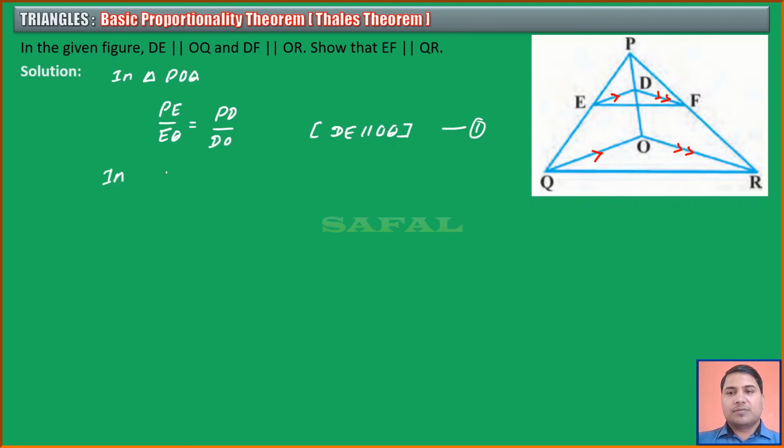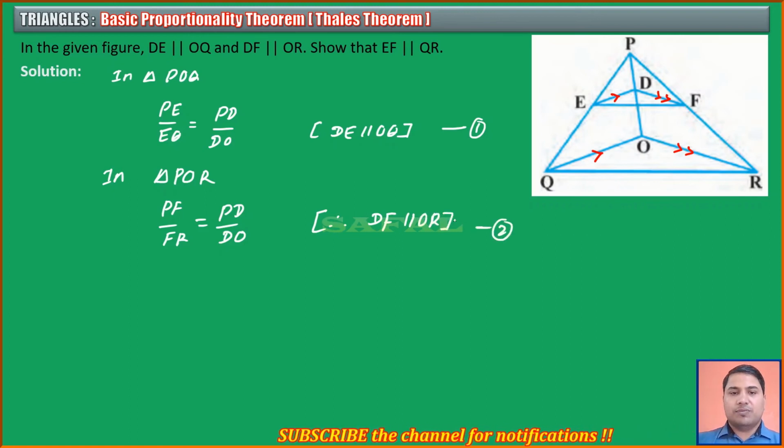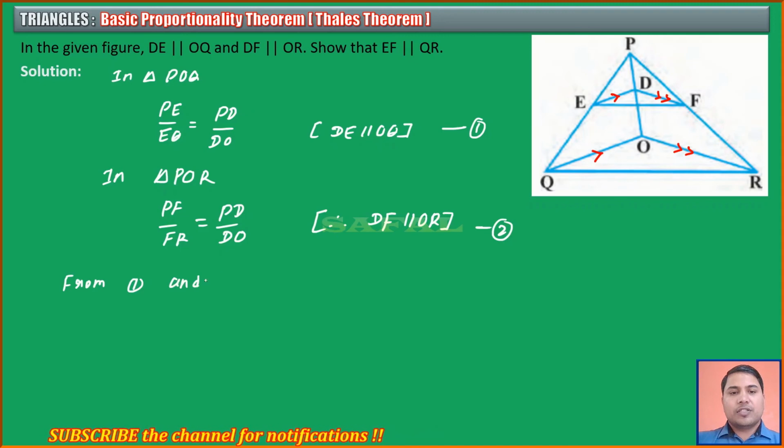Similarly, in triangle POR, what can I write there? I can see that PF by FR is the same as PD by DO. Reason? So the reason I can give is DF parallel to OR, it's given to us. So this I'll call equation 2. Now from 1 and 2, if you see, the right hand side is equal. PD by DO and PD by DO. So I can write from 1 and 2.